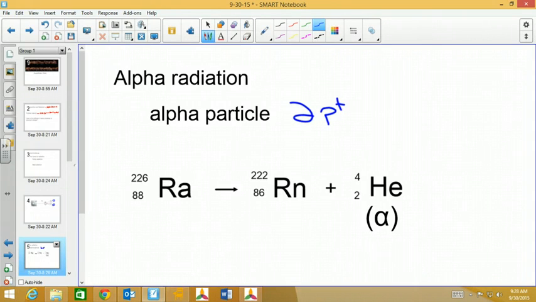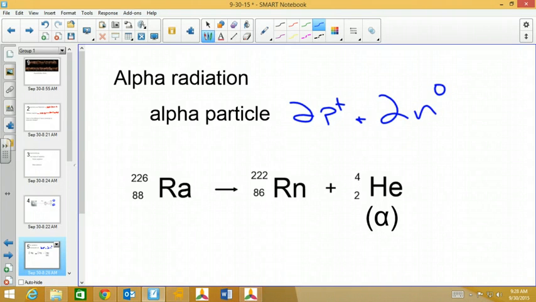2 protons and 2 neutrons. Okay? So what we have going on here, this is radium. By the way, 226, is that atomic number or atomic mass? Atomic mass, okay, because remember that's protons plus neutrons. And this number down here is atomic number, which tells you the number of protons. Also electrons, but protons that we're worried about.